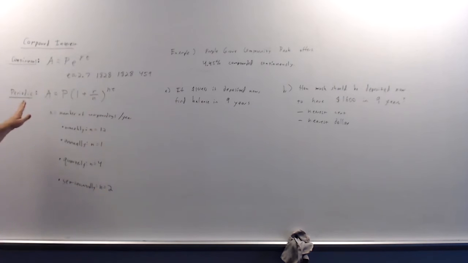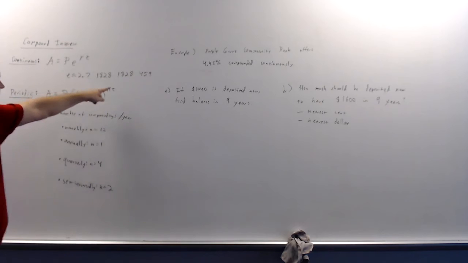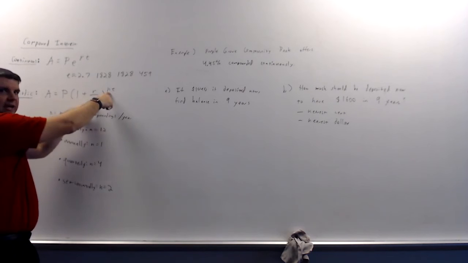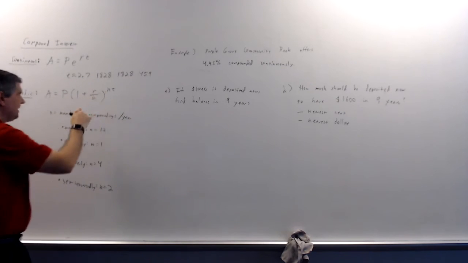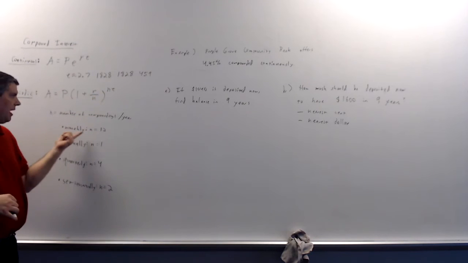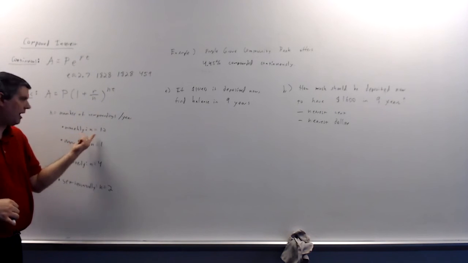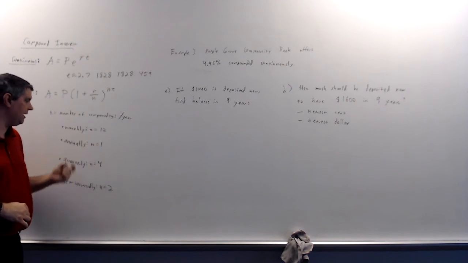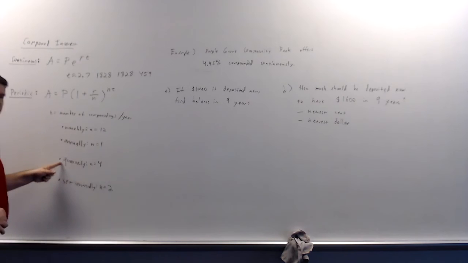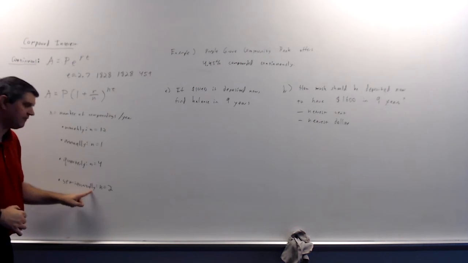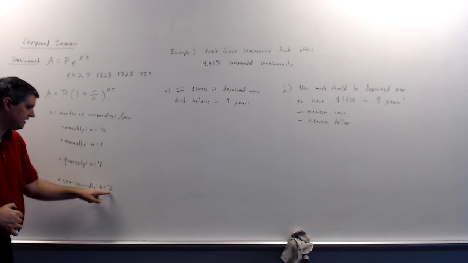For periodic, it's 1 plus the rate as a decimal, and this is still time. This is what causes the most confusion because N is usually never given as a number. It's the number of compoundings per year. If it says it's compounded monthly, there's 12 months in a year, so it would be 12. If it's compounded annually, there's only 1 year per year, so N would be 1. If it's compounded quarterly, there's 4 quarters in a year, so N would be 4. And semi-annually, that's every half year, so that's twice a year.